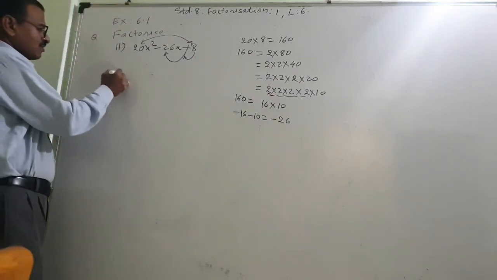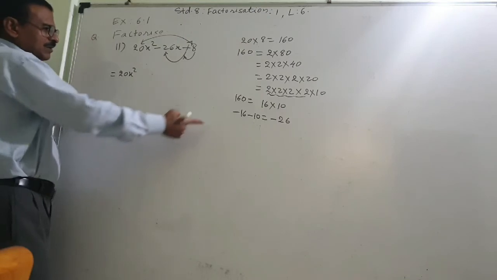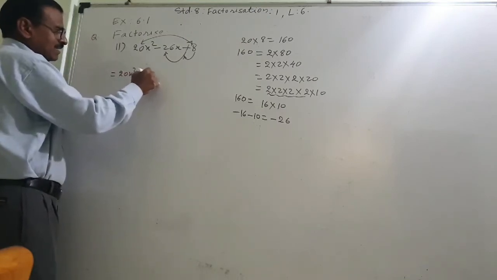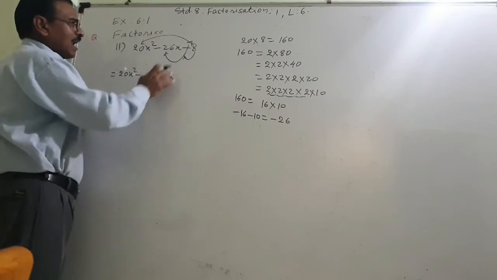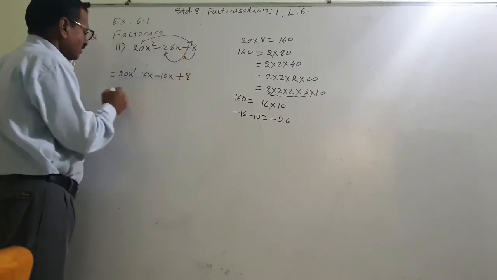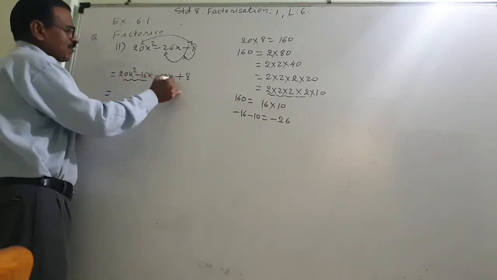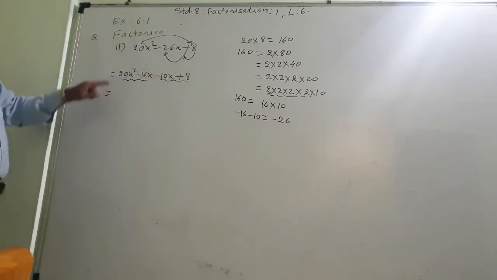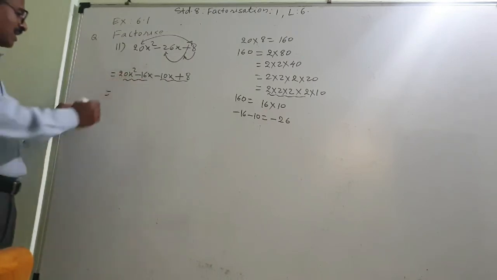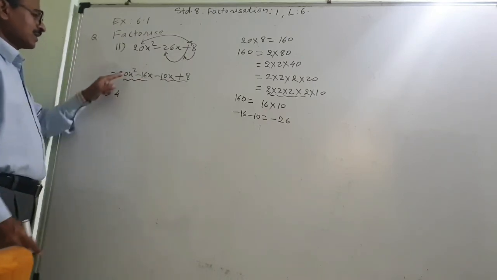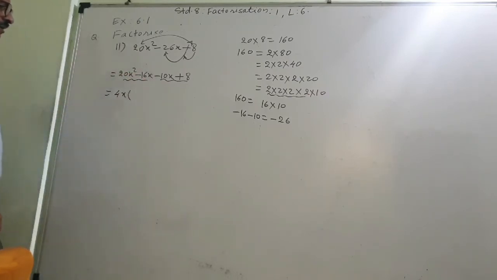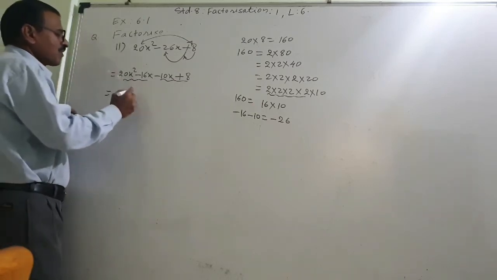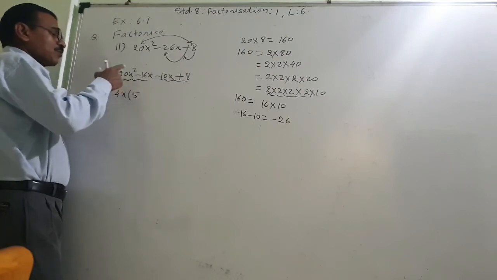So this way, now 20x square minus 16x minus 10x and this last is plus 8. This is equal to, see the table for them which is common. 4 5s are 20, 4 4s are 16. That means 4 is common. Another, this is x into x, this is x, so x is common. Now taking common means say the table of 4. So this 4, 4 5s are 20 because 20 is nothing but 4 into 5.